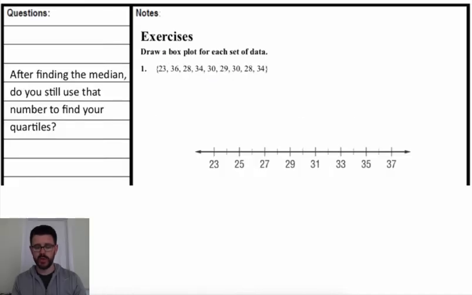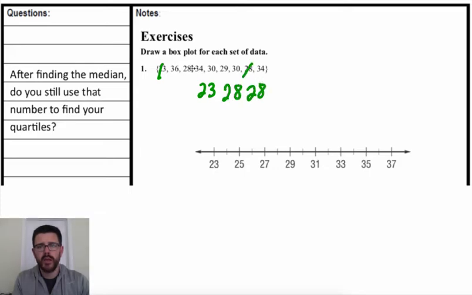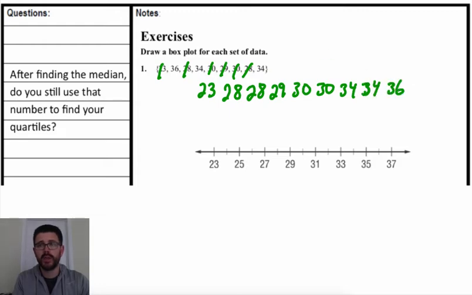So let's see that in action with another one here. So let's put our data in order. And remember, you can pause me whenever you need to, get things copied down, and then we can come back and work on it together. So here we want to put it in order. So I have 23, then I have 28, and 28, 29, 30, and I have another 30, then I have 34, 34, and 36.